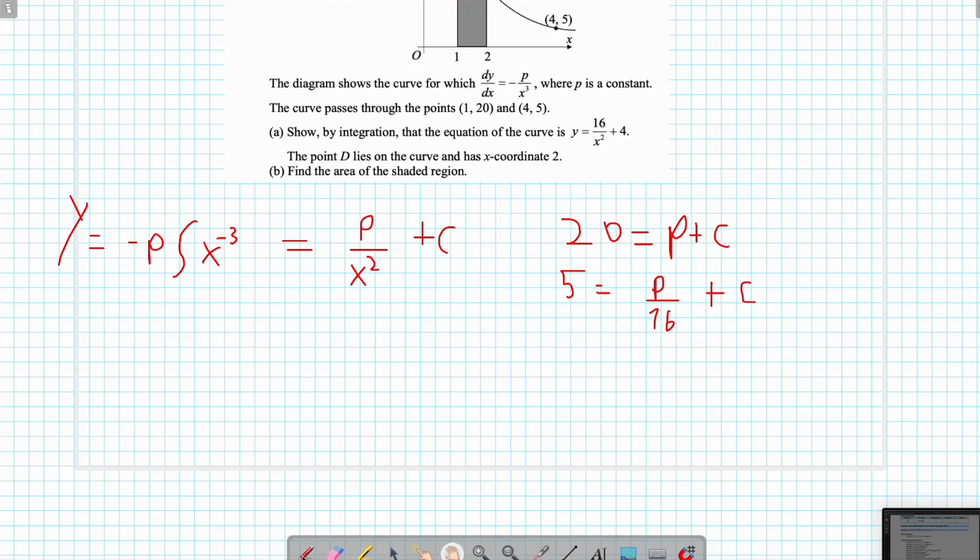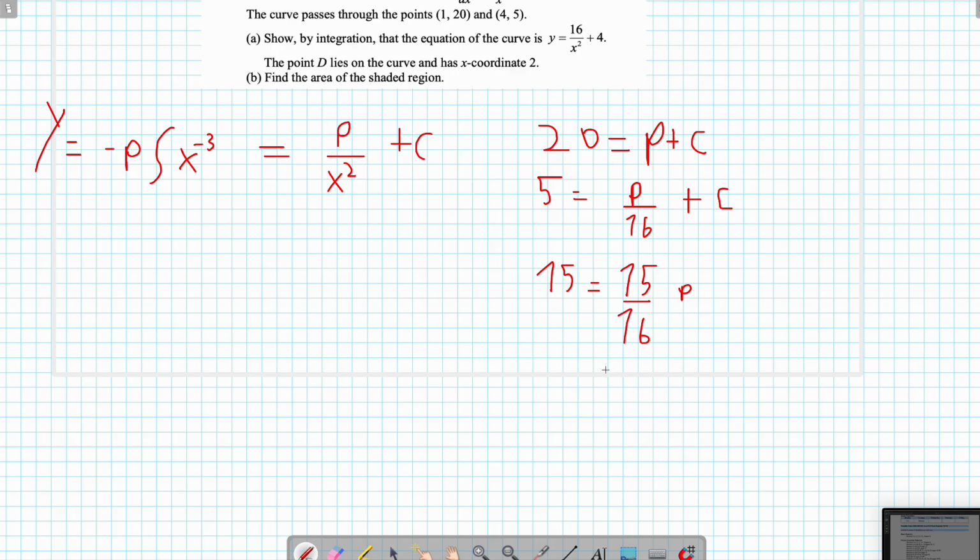We're going to get 15 is equal to 15 over 16 p. You're going to get p is equal to 16. Perfect. So now we can substitute p by 16 here to get that c is equal to 4. We just solved part A just like that. So it's going to be 16 over x squared plus 4.